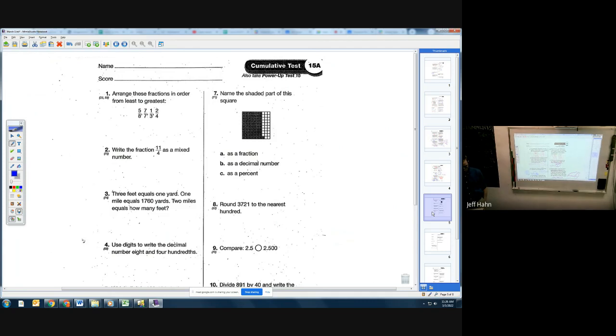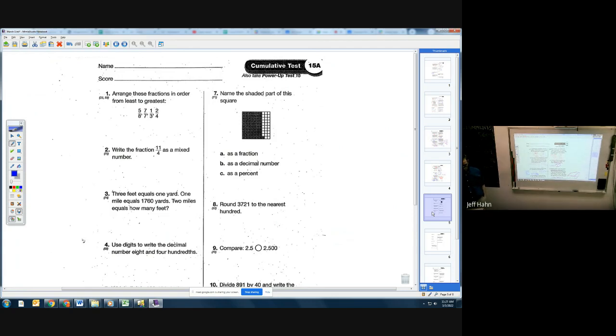A is 71 over 100. B is 0.71. C is 71%. Number 8, 3,700. 9 should be equal. 10 is 22 and 11 over 40.